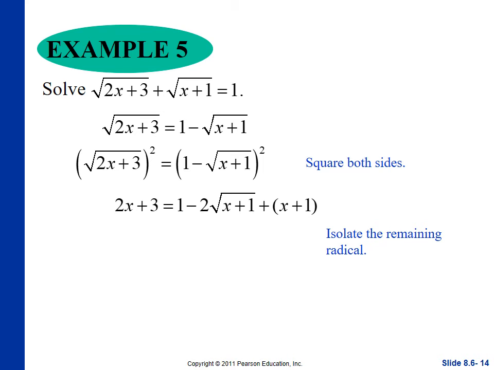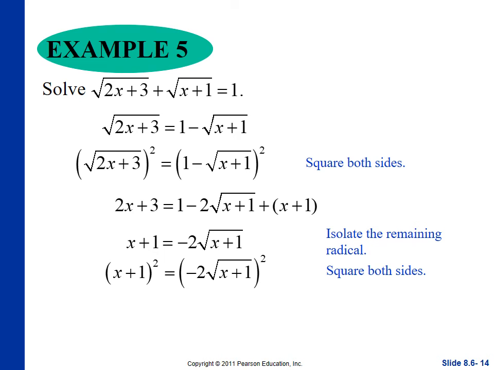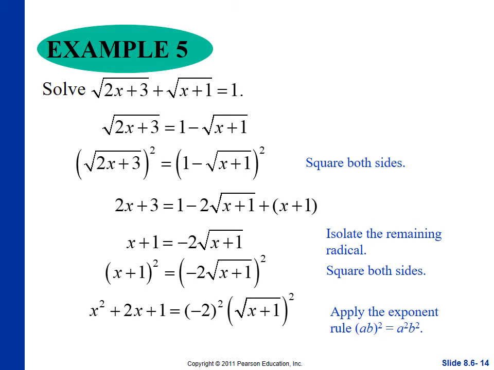All right. So you end up with 2x plus 3 equals 1 minus 2 times the quantity x plus 1 plus x plus 1. So now you isolate that remaining radical, and we square both sides again. And we end up with x squared plus 2x plus 1 equals 4 times the quantity x plus 1.